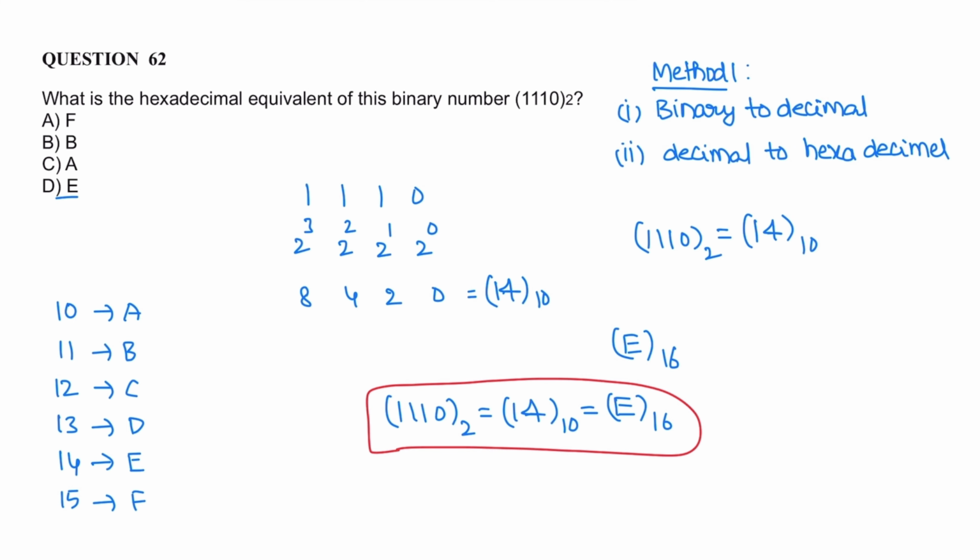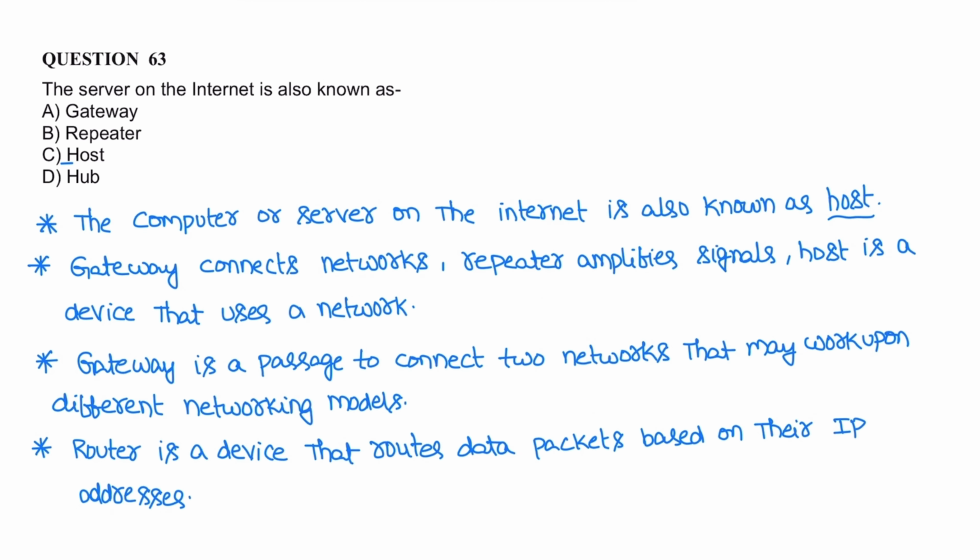Next question. A server on the internet is also known as host. The computer or a server on the internet is also known as host. Correct option is C. See some more points. Gateway connects the networks, whereas repeater amplifies the signal. Host is a device that uses the network. Gateway is a passage between two different networks that may work upon different networking models, whereas router is a device that routes data packets based on their IP address.